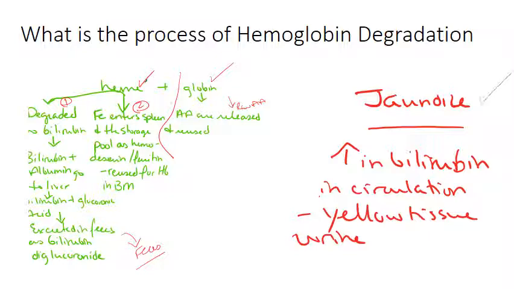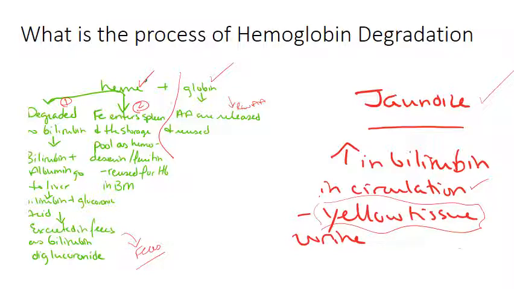And jaundice is an increase in bilirubin in the general circulation, which causes yellow tissue as well as a change in the urine. More than likely, you're going to see the yellow tissue in the sclera of the eye, as well as they're going to look like a banana. They're going to be a yellow man. And that's going to be jaundice because of an increase of bilirubin.